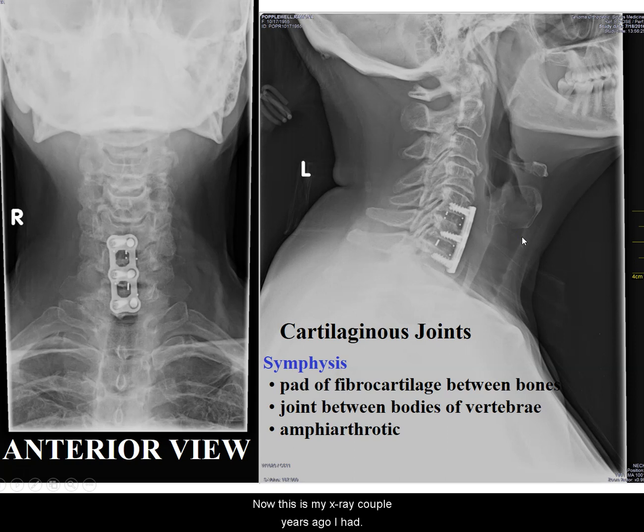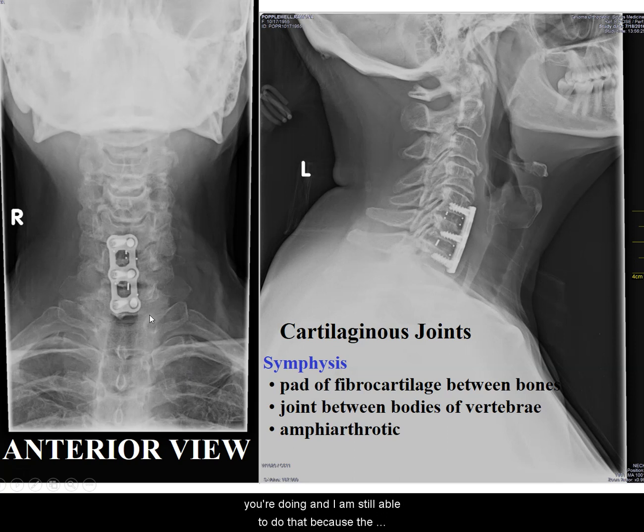Now, this is my x-ray. A couple of years ago, I had 3 cervical vertebrae fused. And I was amazed because I still have pretty good range of motion. I drive or pull a trailer and sometimes have to back a trailer, and it takes practice to be good at backing a trailer. And you have to look over your shoulder to look behind you. You have to look in the mirror, the side mirror, and concentrate on what you're doing.